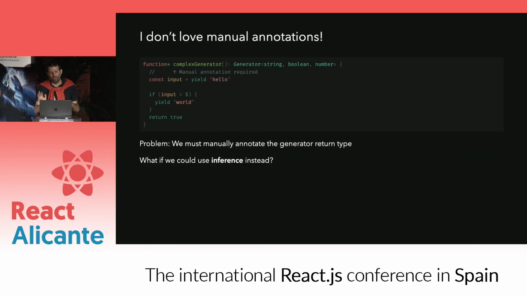So that got me thinking. I don't love manual type annotations, but unfortunately I cannot put a type annotation over a single yield statement. But I would really like to do that. I would really like to put the types on the yield statement and get automatic inference for the whole generator. But it seems like TypeScript doesn't support that out of the box.